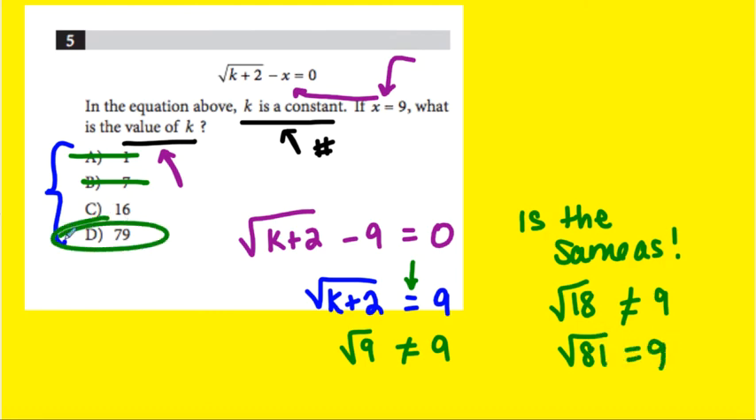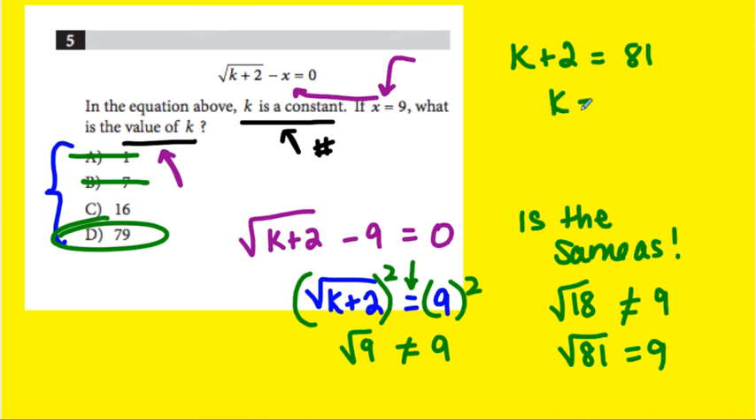So it's just a quick, easy way for you to check yourself. Now, could you do the algebra? Yes, you'd have to square both sides, and you get k plus 2 equals 81, you'd subtract 2, and you get 79. You should always verify when you square an equation that your answer makes a true equation. So either way, it's fine. I just want to show you that plugging in the answers is also a really good way to solve problems.